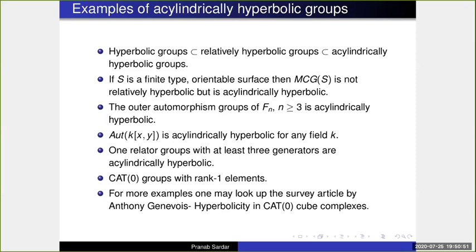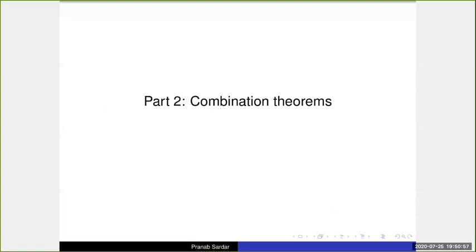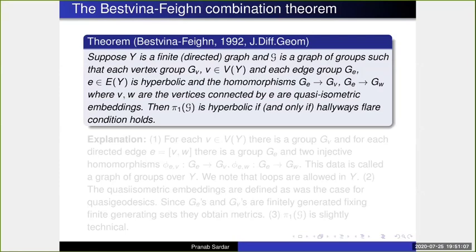So now the second part, the combination theorem. We have described the groups, and now we want to know in which ways we can combine these groups and create the same kind of groups. The first and most important of these is the Bestvina-Feighn theorem. It was published in 1992 in the Journal of Differential Geometry. So what is this theorem?